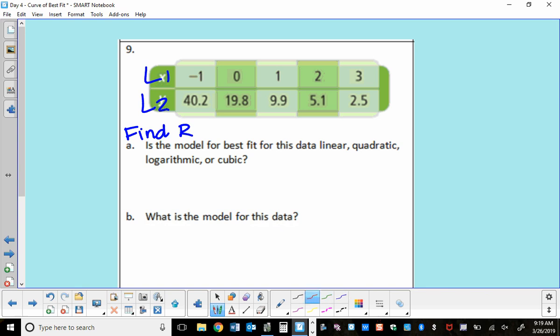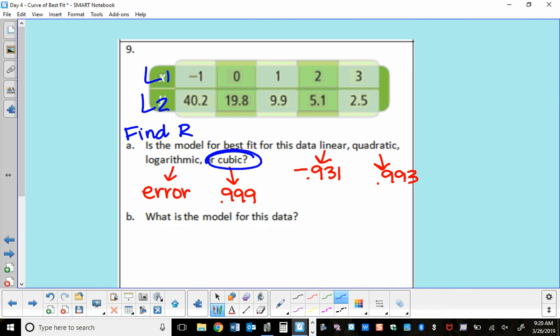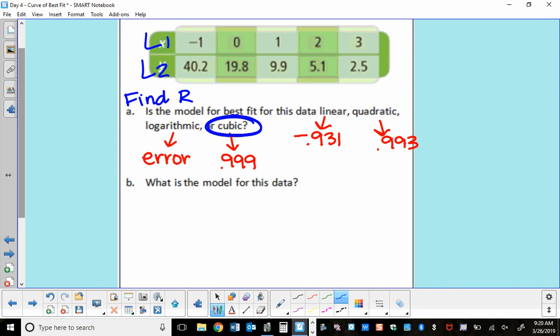So if we did that, your R for linear, go ahead and write these numbers down, would be negative 0.931. Quadratic, your R is 0.993. For log, you get an error message. And for cubic, you get 0.999. Which of these four is closest to 1 or negative 1? Cubic. So that will be my line of best fit, or my curve of best fit.